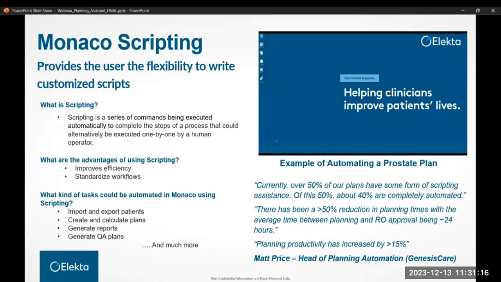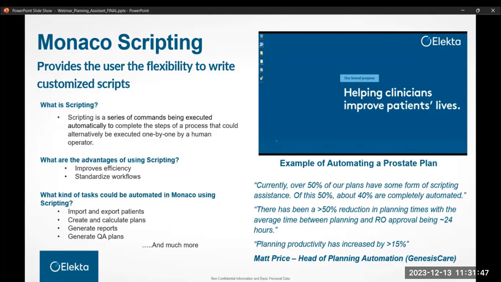What type of tasks can be automated using Monaco scripting? As I mentioned, you can import and export patients, create and calculate plans, generate reports, create QA plans, and much more. If we take one of our pilot sites, effectively 50% of all their plans have some form of scripting assistance, and 50% of those are almost completely automated, so they barely touch them at all. They've noticed a greater than 50% reduction in overall planning time.